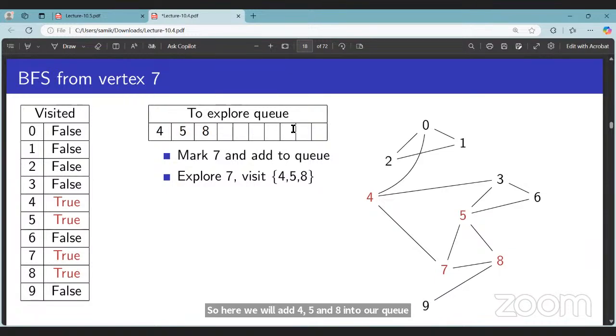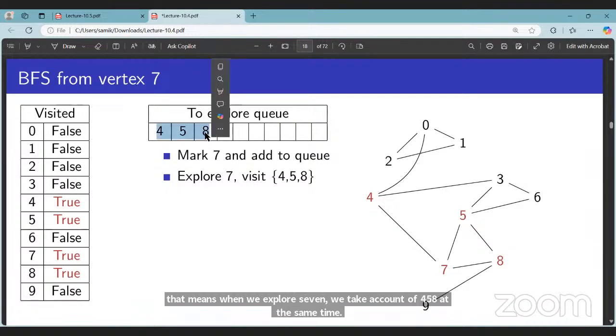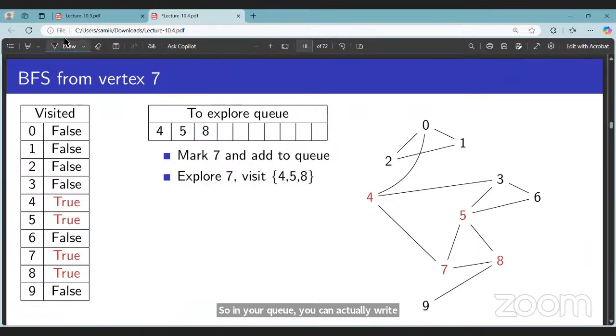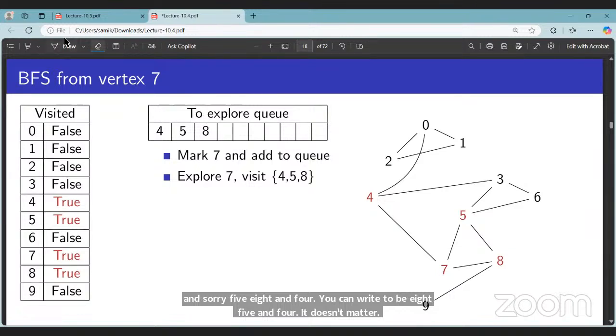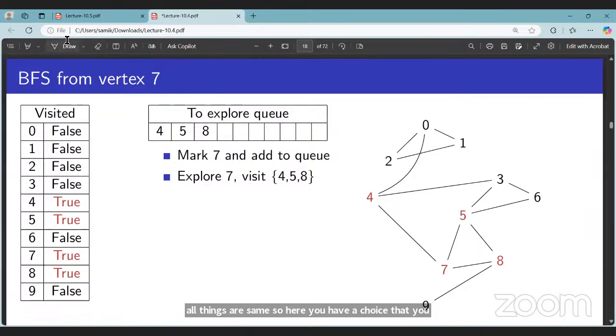But here observe that we have visited 4, 5 and 8 at a single glance of 7. That means when we explore 7, we take account of 4, 5, 8 at the same time. So in your queue, you can write these in some other order. You can write 4, 8, 5, or 8, 4, 5, or 8, 5, 4. It doesn't matter, all are the same. You can write these three numbers in any order you want.